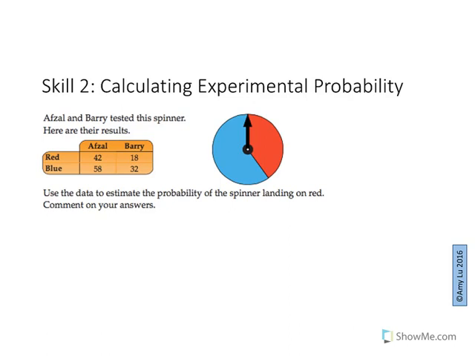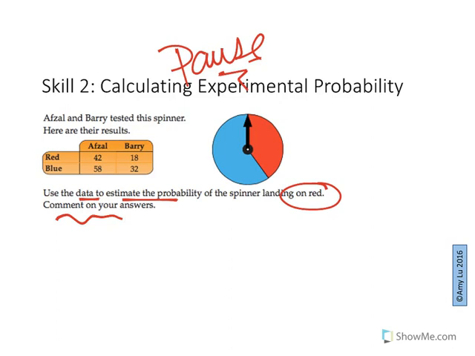Afzal and Barry tested the spinner, and here are the results. So basically, here they've spun it a whole bunch of times, and this is what happened. Afzal landed on red 42 times and blue 58 times, and Barry landed on red 18 times and blue 32 times. Use the data to estimate the probability of the spinner landing on red, and then make a comment. So if you know what to do, pause. If you're not sure what to do, just keep following along.